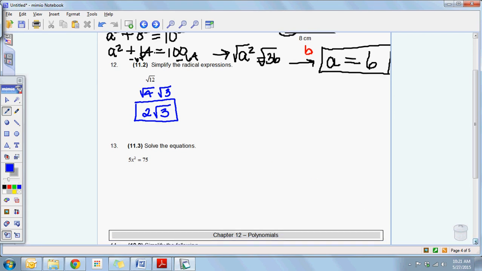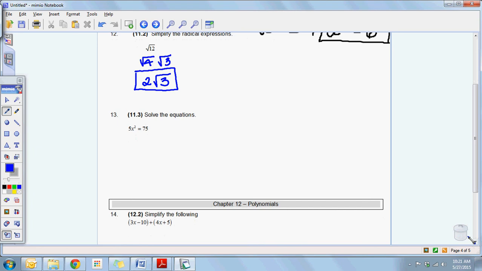All right, the next one is a quadratic equation, and we're going to solve for x, but in order to do that, we need to get x squared all by itself first. So I'm going to do the opposite. The opposite of multiplying by this 5 would be to divide by 5. So that would leave me with x squared is equal to 15.